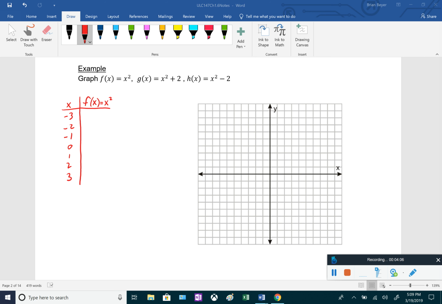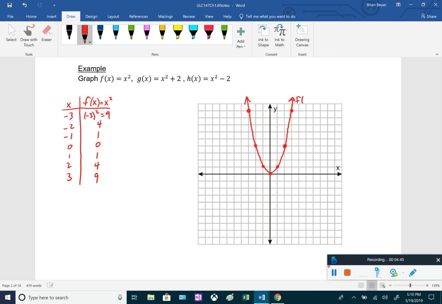So f of -3 is -3 squared, which is 9. F of -2, -2 squared is 4, -1 squared is 1. I'm just going to fill these out quickly, double check these if you want. So these are our x, y coordinates. The first one is -3, 9, so that's going to be right up here. Next one, -2, 4; -1, 1; 0, 0; 1, 1; 2, 4; and 3, 9. It's going to look like this.